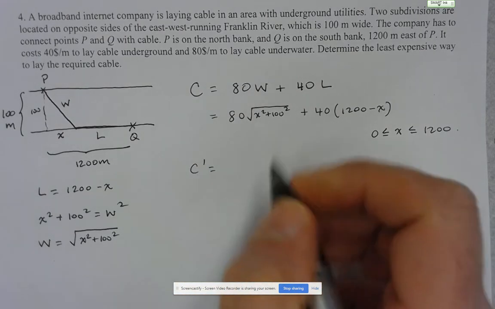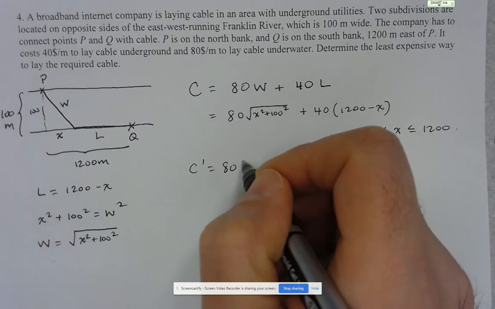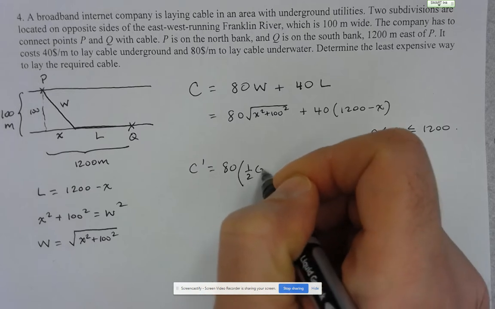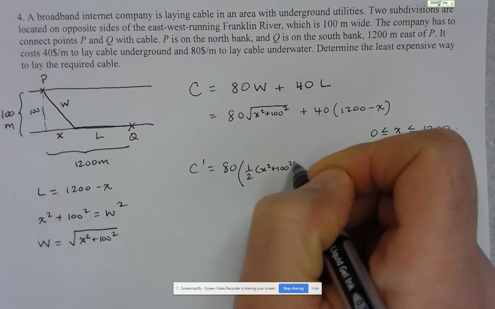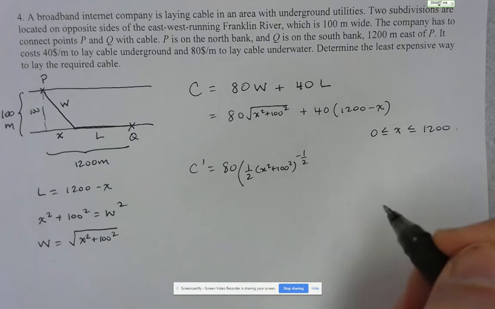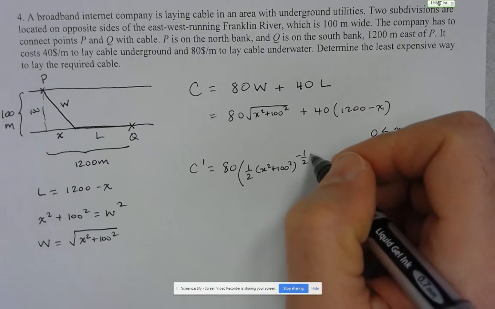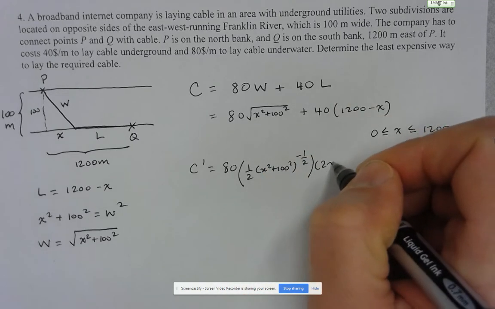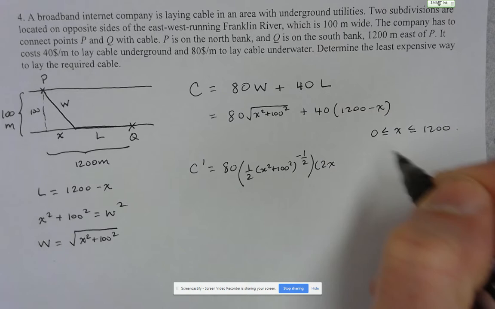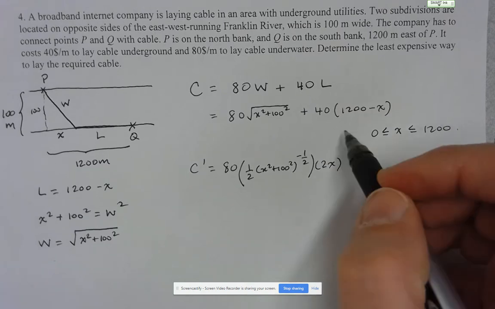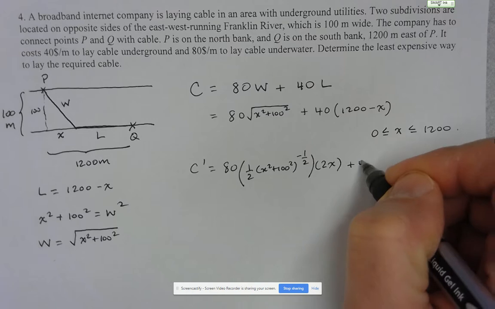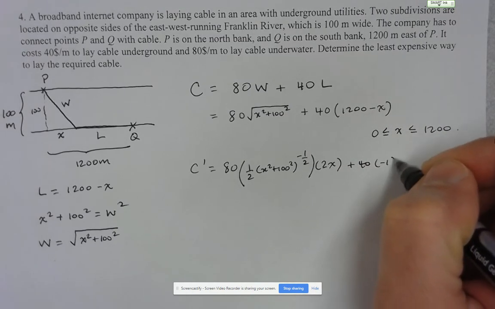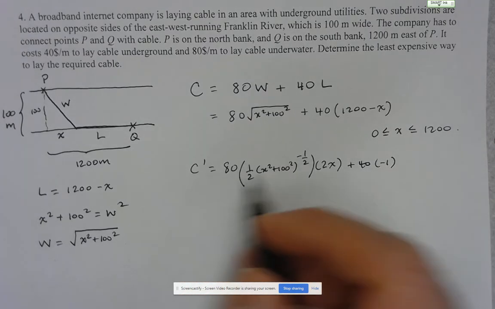So I'll take the derivative. So 80 is just a constant. So here we have, think of this as to the 1/2. So here we have 1/2 x squared plus 100 squared all to the negative 1/2. Okay, and then times the derivative of this inside portion, which is just going to be 2x. And then here we have the derivative of the 40 is just a constant, and the derivative of 1,200 minus x. Well, that's just equal to -1. Okay, and so now I'm going to set this equal to 0.